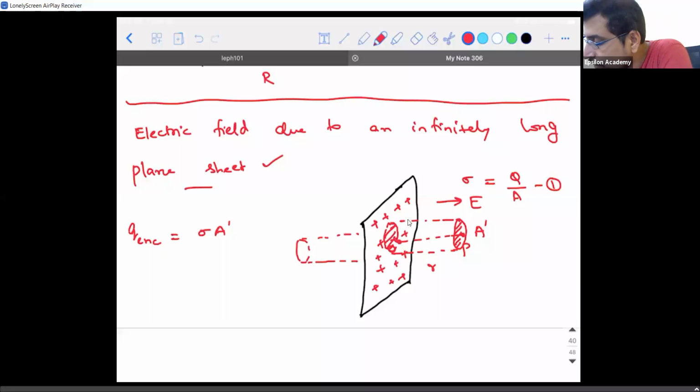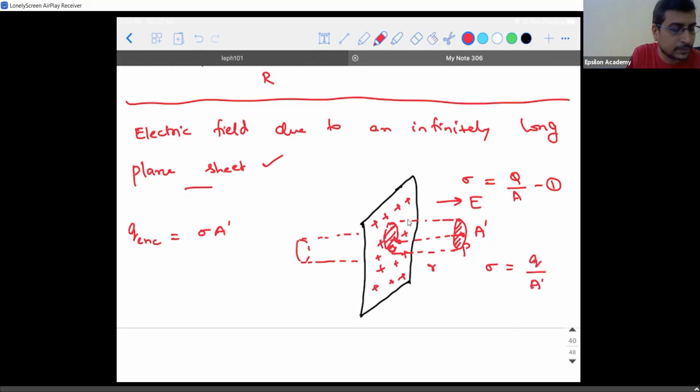Why? Because sigma is equal to capital Q by A. Capital Q is the total charge divided by total area. Again, through the small hole also, the value of sigma is the same because it is a uniform charge distribution. So equally the charges are there. So Q divided by A dash.